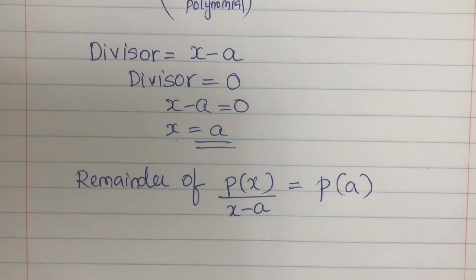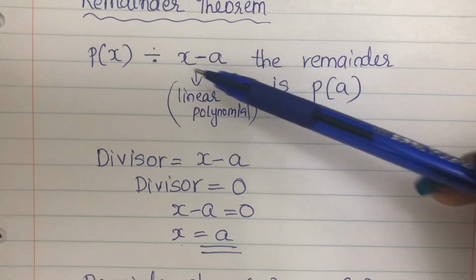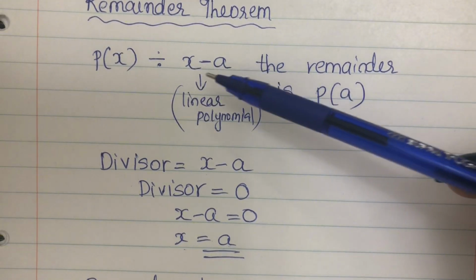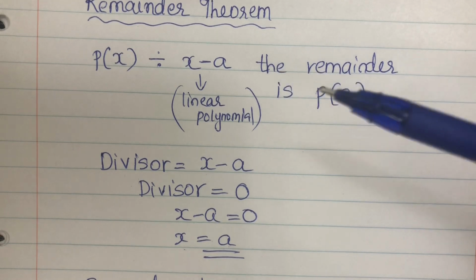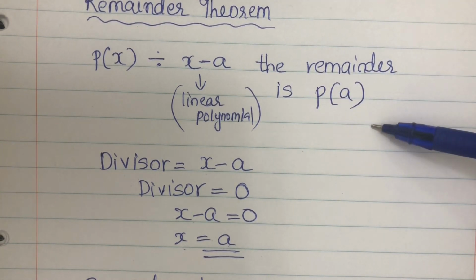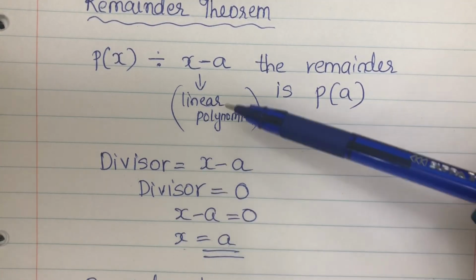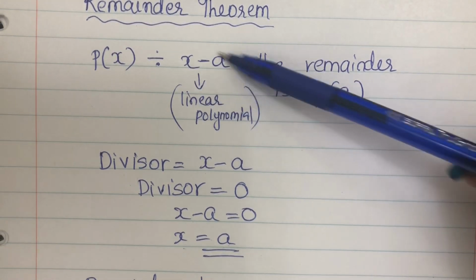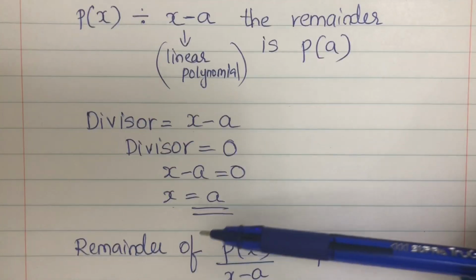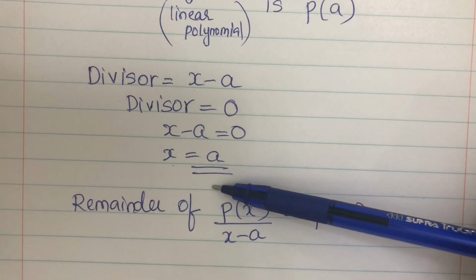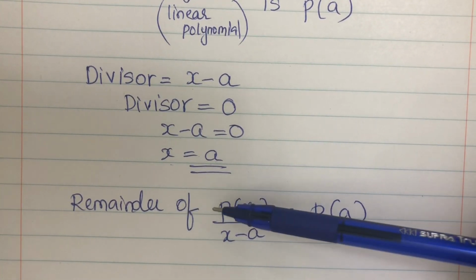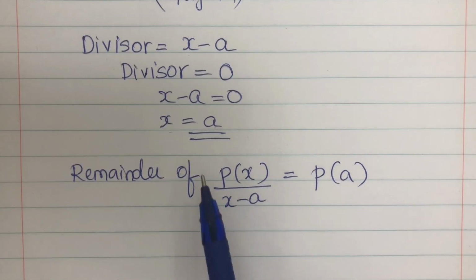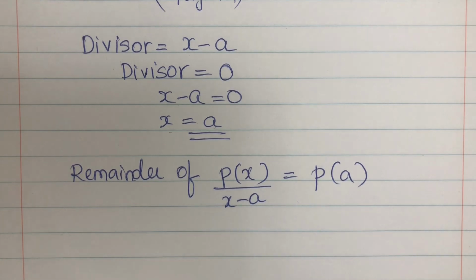So what is the remainder theorem? If we are dividing a polynomial p of x by a linear polynomial x minus a, then the remainder will be p of a. How will we get this? The divisor here is x minus a. So we equated the divisor to 0. So x minus a is 0, so x equals a. Therefore p of a will be the remainder of p of x divided by x minus a.